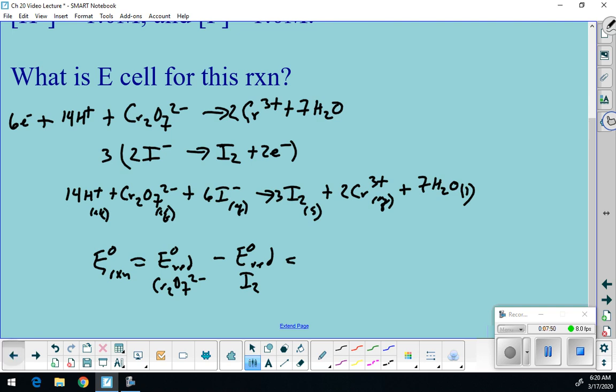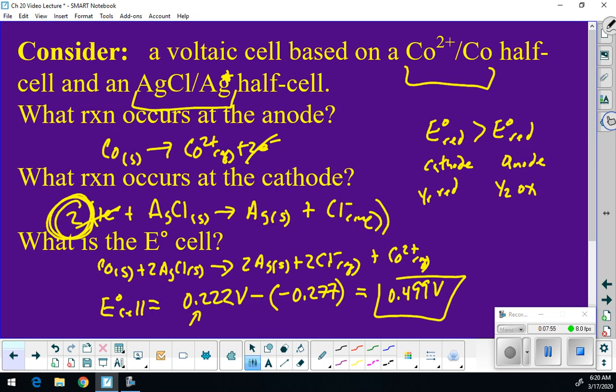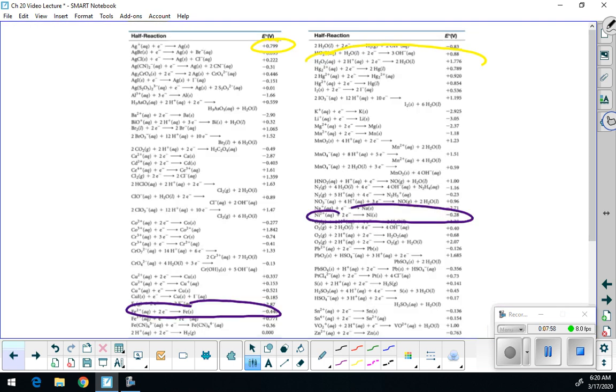I have my mighty table back here still. Somewhere. There it is. So what's my dichromate? I probably should have memorized this one by now, right? Dichromate, where is it? Here is my dichromate. It's a 1.33 volts. Good. What is my iodine? I've used that a lot. It's like 0.5 something, isn't it? Here's my iodide. My iodine going to iodide, 0.536 volts.